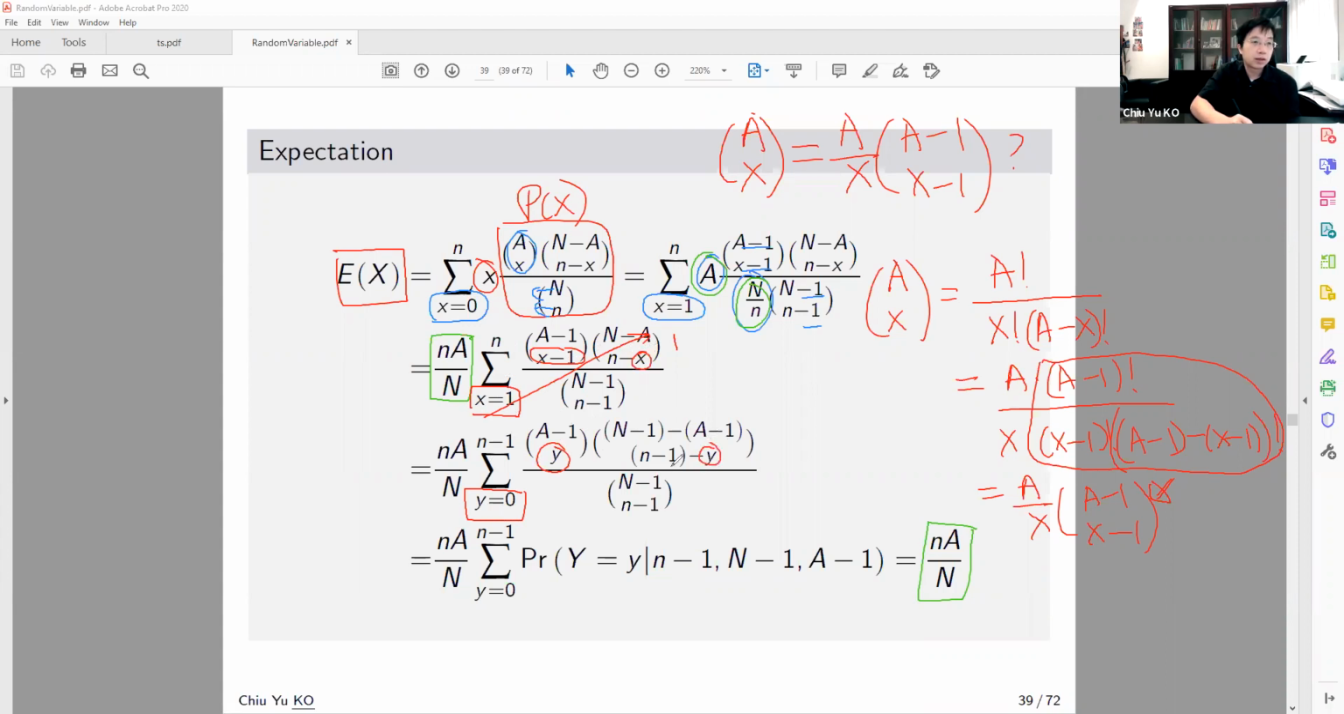And then x minus 1 becomes y, okay? Then this is indeed a hypergeometric distribution with parameters n minus 1, n minus 1, a minus 1. So the sum of all this is 1, okay? So this is n times a over n. So remember this is just np, right? Because p is just a over n.